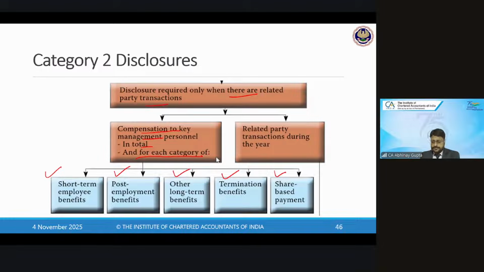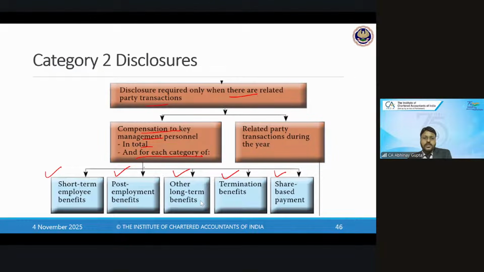Did you notice? Yes, sir. So under the IGAAP, we were only disclosing the total of the amount paid to the KMP, right? But under Ind AS, not only the total, we have to divide that total into these 5 categories, right?